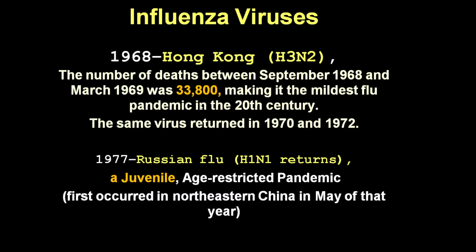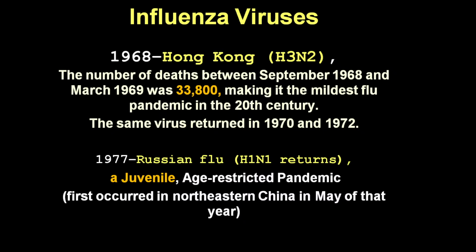The number of deaths between September 1968 and March 1969 was 33.8 thousand patients, making it the mildest flu pandemic of the 20th century. But then we have a return of the same virus in 1970 and in 1972. And in 1977, it was the so-called Russian flu of H1N1 structure. It was called juvenile. Why? It was an age-restricted pandemic.